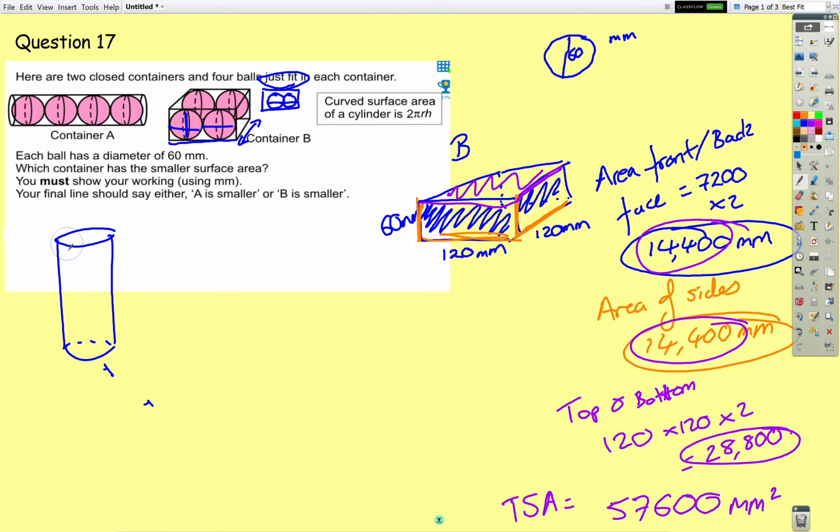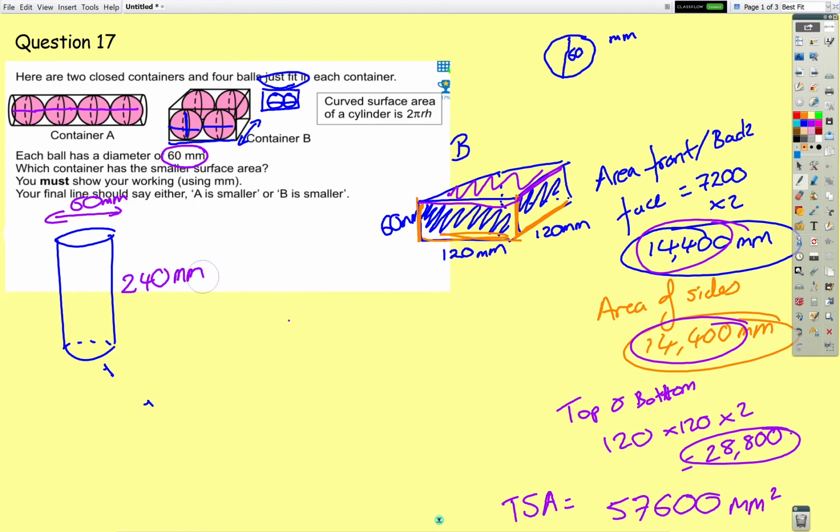We've got one ball that goes across the top here, so we know that the diameter of that top part there is 60. Now we don't really know much else. In fact, what we do know is that going from there to there to there to there, there's 4 lots of 60 millimeters, because it's got diameter, diameter, diameter, diameter. So we've got 4 times 60, which gives me 240. And again, these are both in mils.